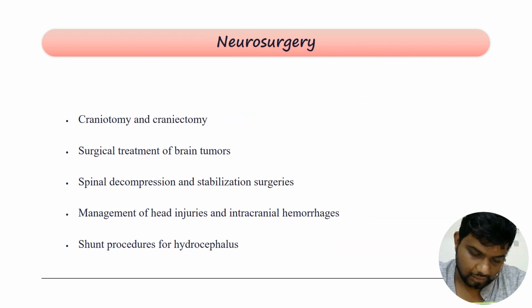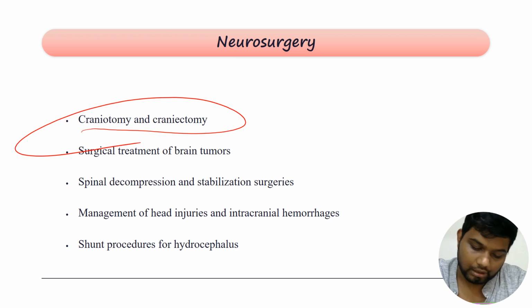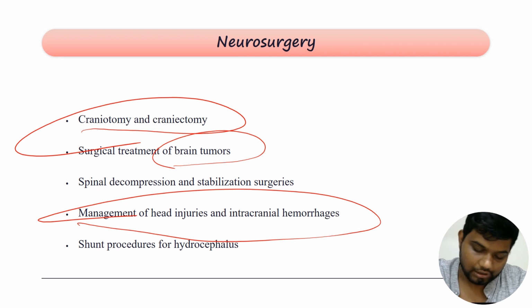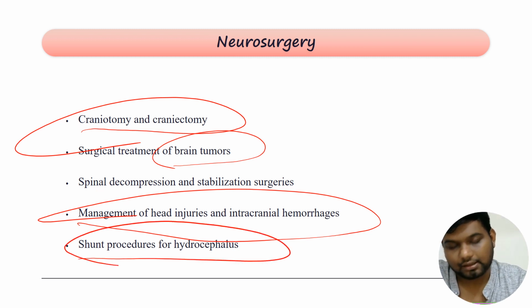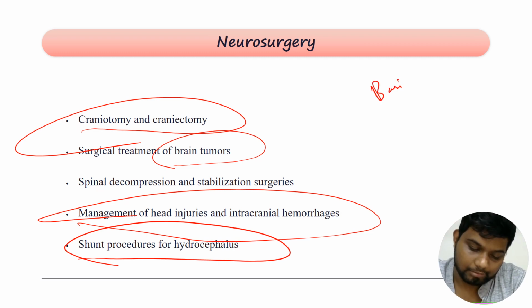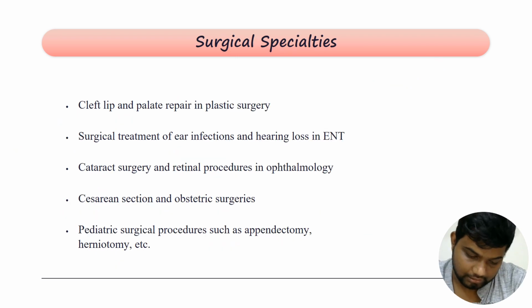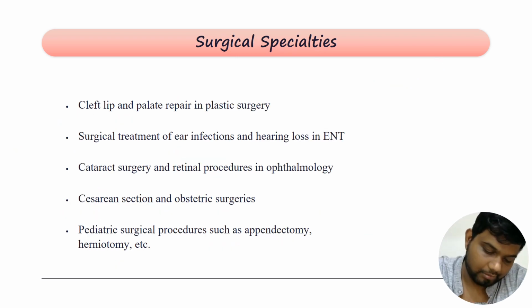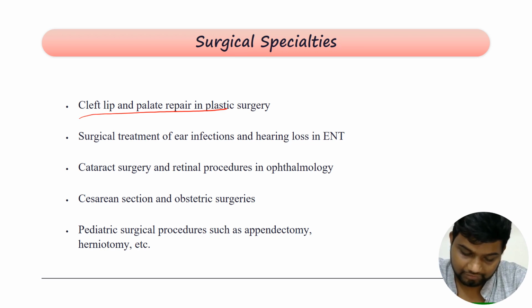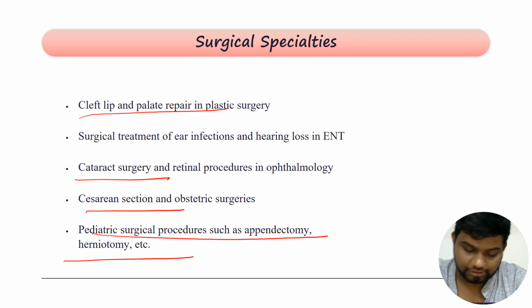And then you have neurosurgery. Speaking about neurosurgery, craniotomy and craniectomy, surgical removal of brain tumors, management of head injury and ICH, and shunt procedures for hydrocephalus come under the category of neurosurgery. These are the basics you have to know. Apart from that, you have the surgical specialties. The important surgeries to remember are cleft lip and cleft palate repair, cataract surgery, C-section, and pediatric surgical procedures like appendectomy and herniectomy.